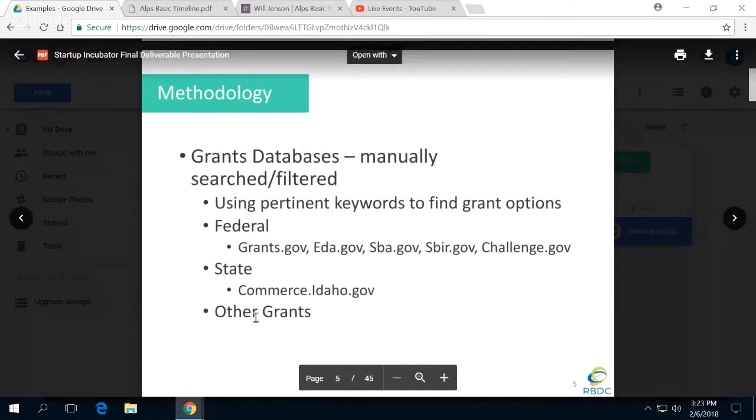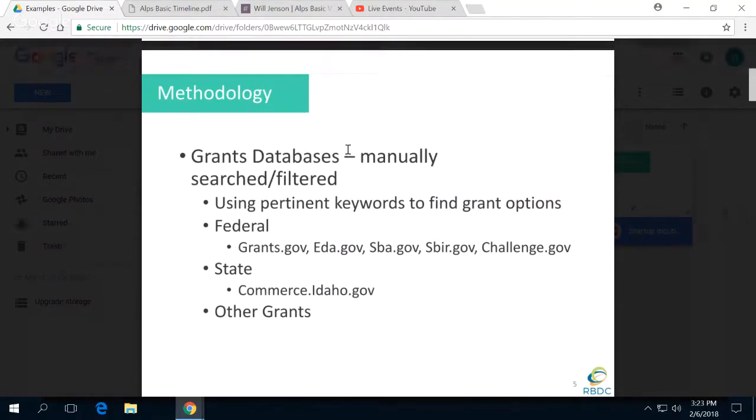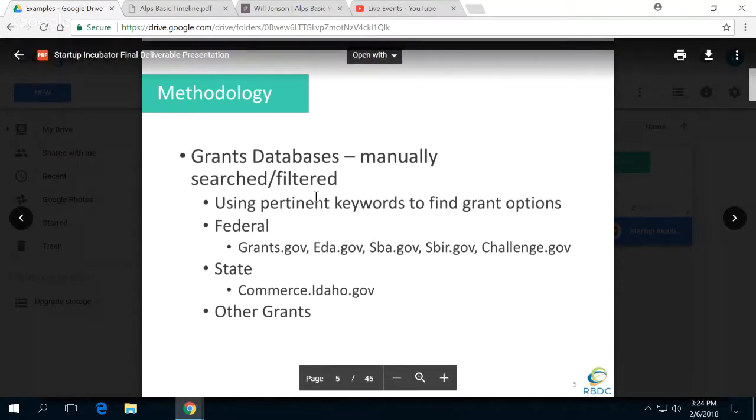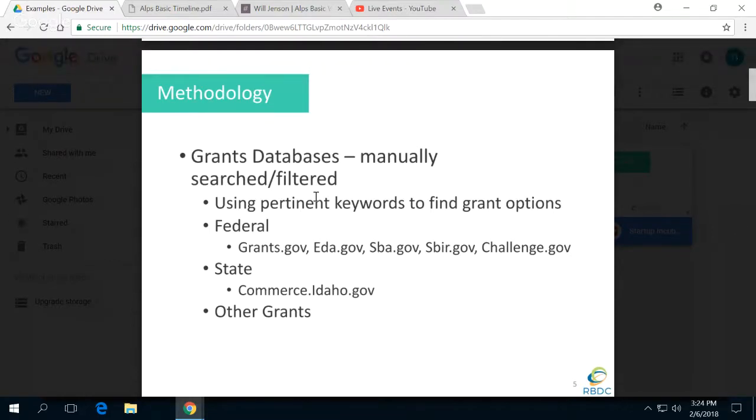And then the third part of the project, so we explained the third methodology we used. Basically, we went through a bunch of grant databases that exist both federally and through state governments and searched through those manually one by one to find grants that were applicable.